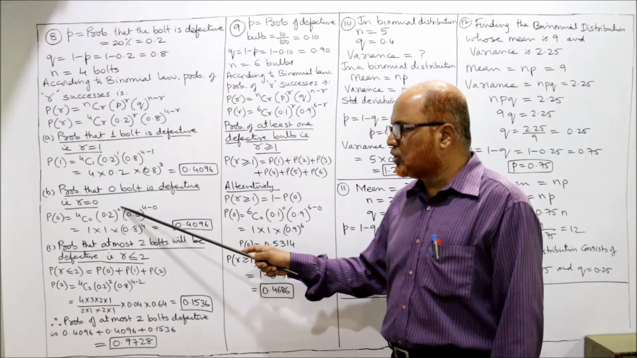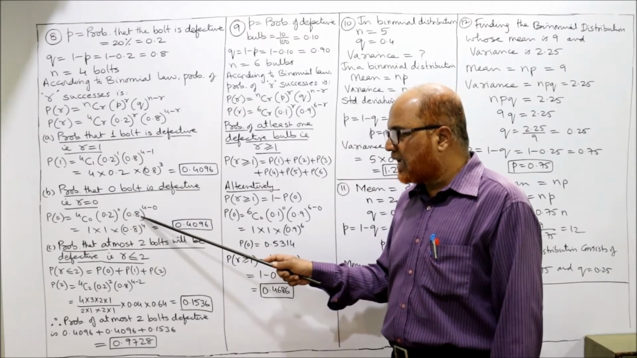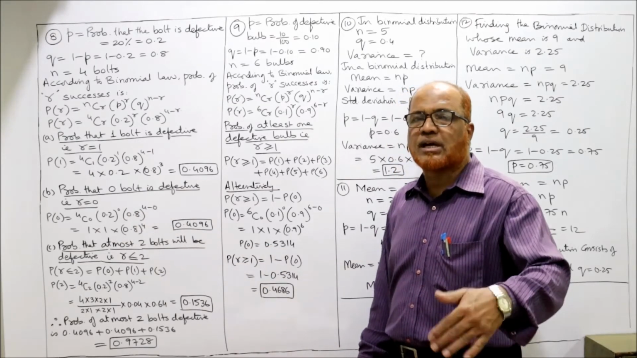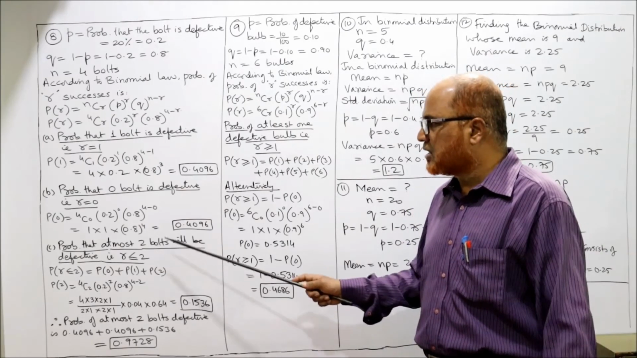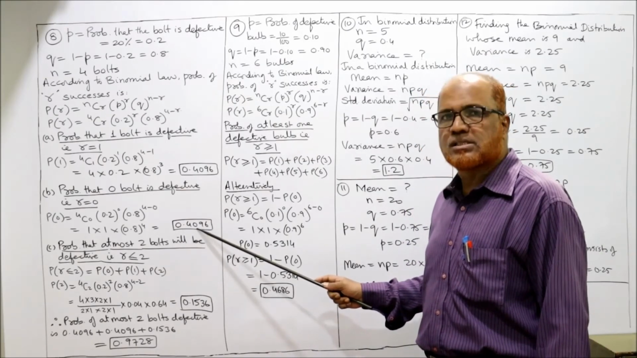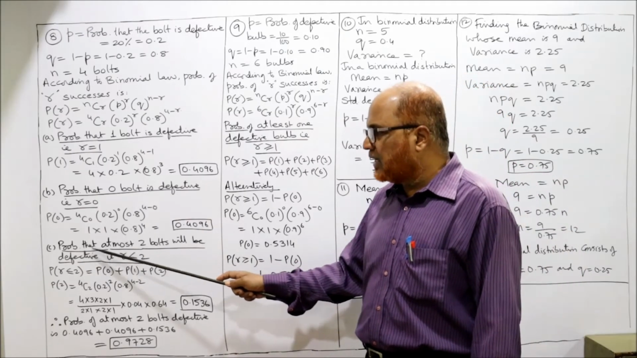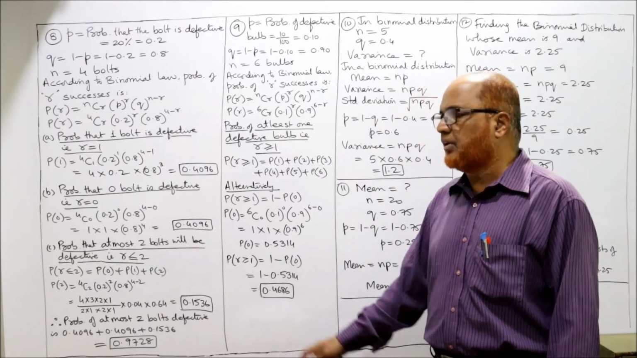Then 0.2 to the power of 0 is 1. 0.8 to the power of 4: multiply 0.8 into 0.8 into 0.8 into 0.8, you will get 0.4096. Now, the probability that at most 2 bolts will be defective.